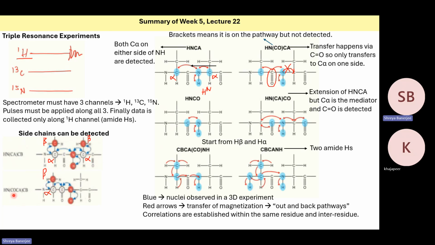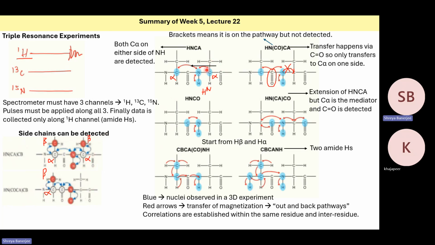Why is that? Because here the magnetization needs to pass through CO, then C alpha. But on this side, you don't have a CO. So magnetization can only transfer to the previous residue. That is why it's HNCOCA, then CB. So in these two experiments, side chains can be detected.